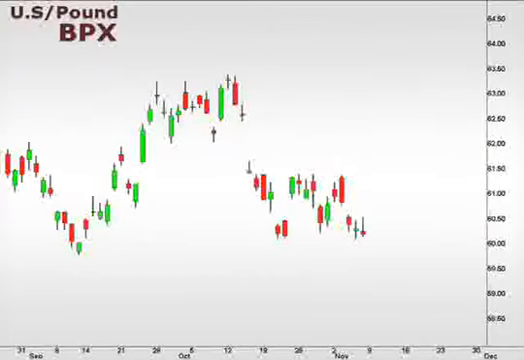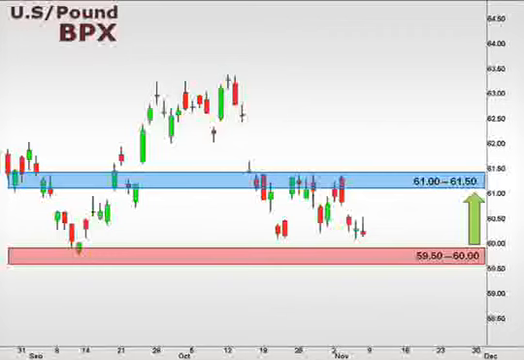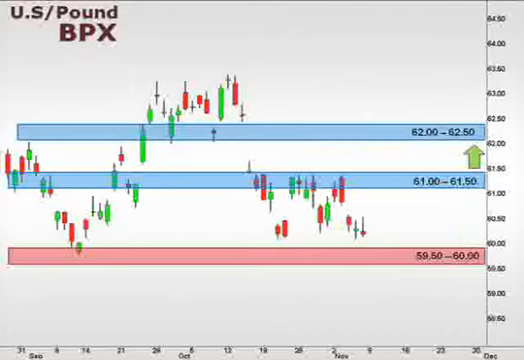Well, the US dollar remains range-bound against the British pound as the BPX jostles between 60 and 61.5. Now, with the current trading activity appearing to form a bear flag, a break below 59.5 could conceivably yield a move all the way down into this 57 box. A bounce is most likely going to retest 61 to 61.5, with a definitive break above 61.5 likely meeting resistance at this 62.5 range.